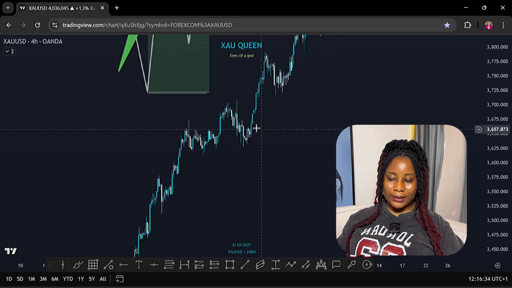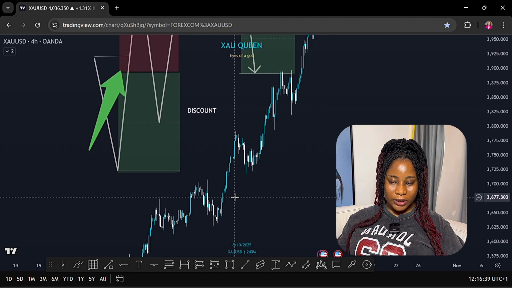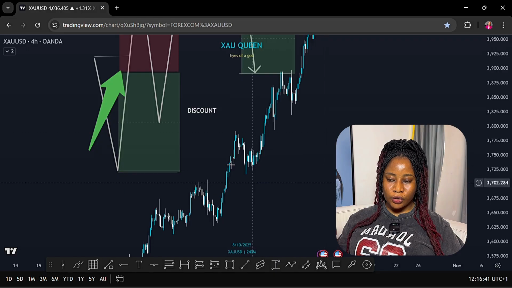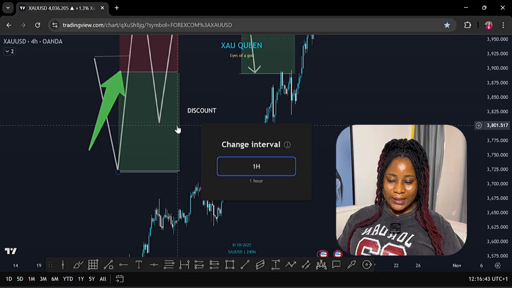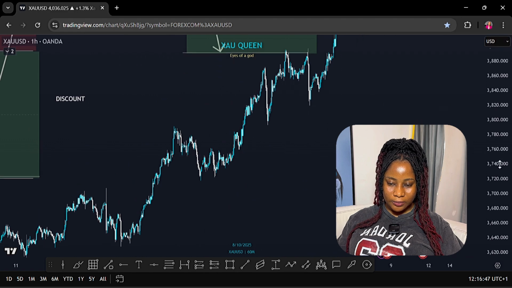Now we're on the 4 hours. You can use 1 hour, but majority of the time, 1 hour structure can get noisy or messy. So it's best to zoom out to the 4 hours. Yeah?